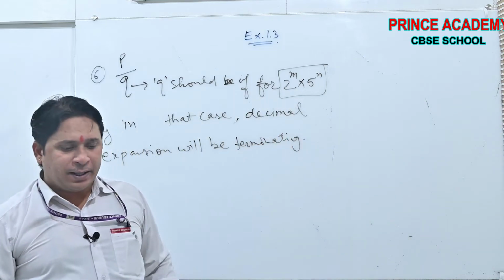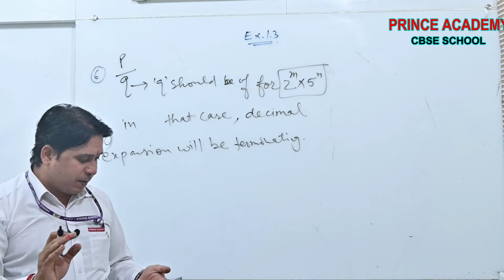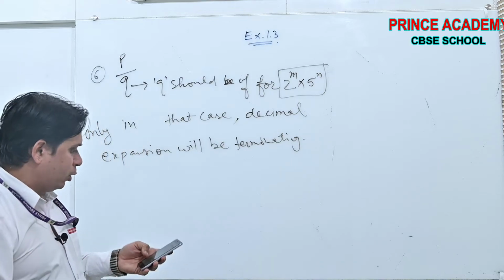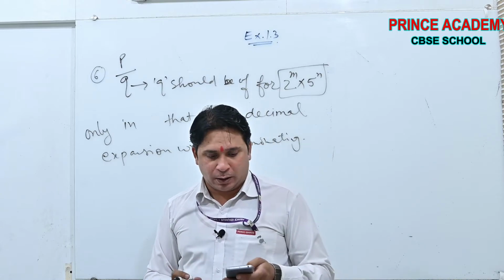Okay? Now you have comment on the property of Q. Done? I am a little bit faster beta because within 5 minutes I have to solve all the questions. I have got the notification from the outside.